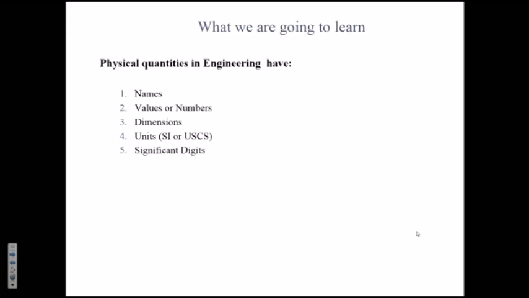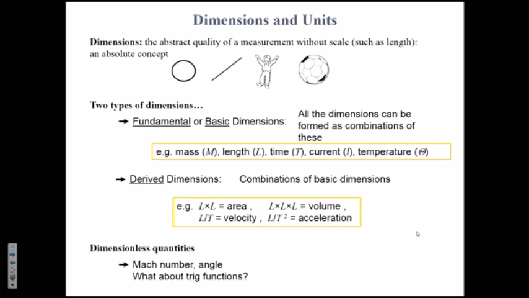And you have the significant digits, right? So if I say 60 kilogram, how many significant digits I have? 2? Is it 1? Good question. It's ambiguous. So when you say simply 60, the last 0 could be significant or may not be, right? So those are the 5 things that you have. Now let's look at them. First, we'll talk about the dimension.